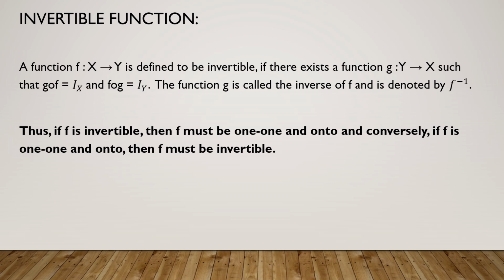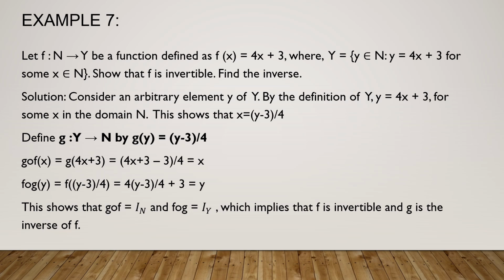Thus, if f is invertible, then f must be one-one and onto, and conversely, if f is one-one and onto, then f must be invertible. Next example. Let f be from N to Y, and f(x) is a function defined as f(x) equals 4x plus 3, where Y is the set of all natural numbers such that y is equal to 4x plus 3 for some x belonging to N. Show that f is invertible and find its inverse.